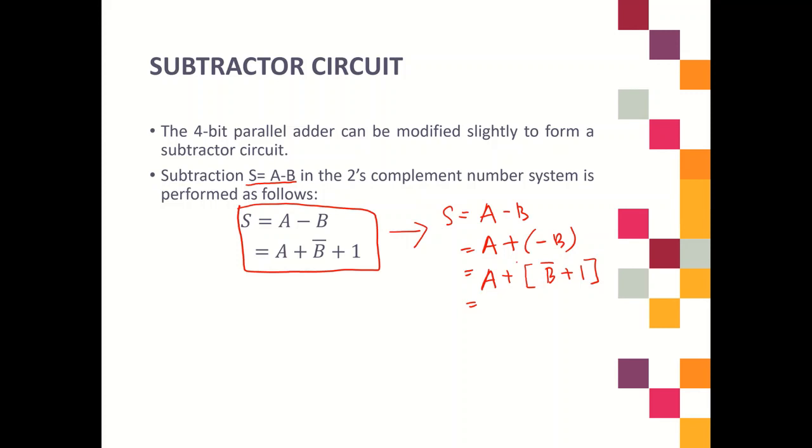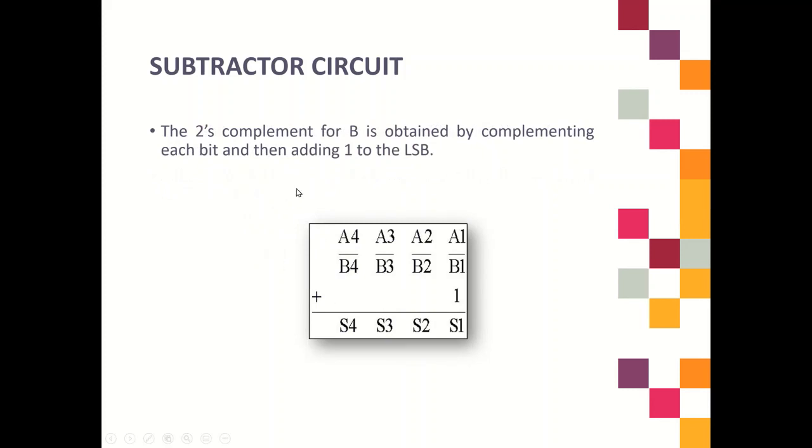So that's why, based on this, it can be summarized as A plus B bar plus 1. This is how you get the value of A plus B bar plus 1. It comes from this process, A plus negative B. So how do you get negative B? You complement B and then you add 1. The two's complement of B is obtained by complementing each bit and then adding 1 to the least significant bit.